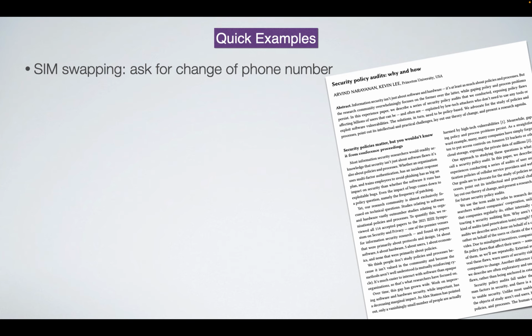So SIM swapping is where you, I write it as you ask for a change of a phone number, but it's maybe a little bit more involved than that. So essentially what happens is when I call you, I type a phone number into my phone, okay? Now you have that phone that corresponds to that phone number, but that phone number is not actually in your phone per se. It's not like that phone number is a unique identifier of your phone. So for example, if you lose your phone, it's still possible to get a new phone and to attach that phone number to your new phone. So the phone number is not inherent to your actual hardware, okay?